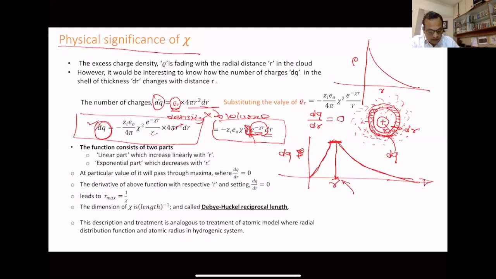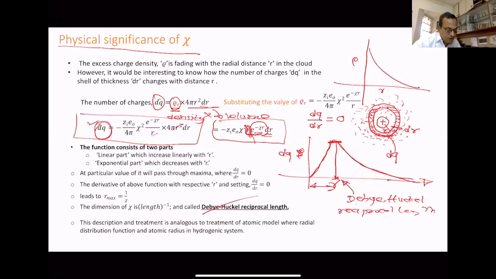which is this distance, is called the Debye-Hückel reciprocal length. It's already written here. Because it has dimensions of inverse length, chi is basically called the Debye-Hückel reciprocal length.